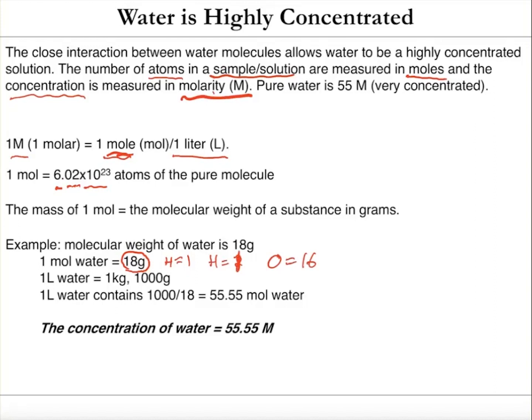So 1 liter of water weighs 1 kilogram or 1,000 grams. But overall, the concentration of water in 1 liter is 55.55 molar. So there's a lot of different water molecules in a sample of pure water. So that's a very important feature. And most biomolecules are not present in a solution at that high of a concentration.